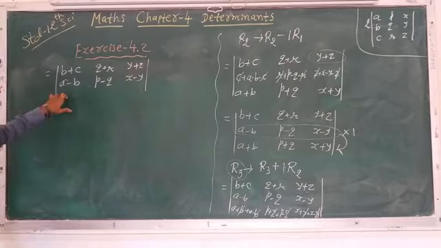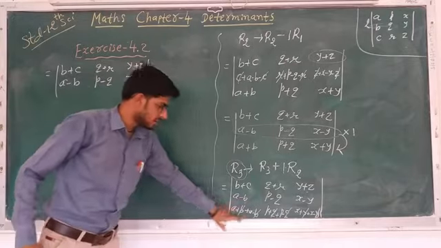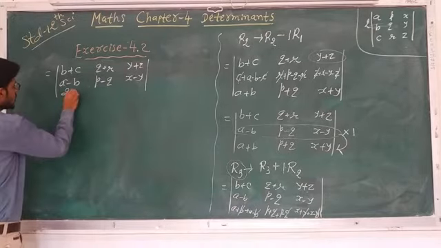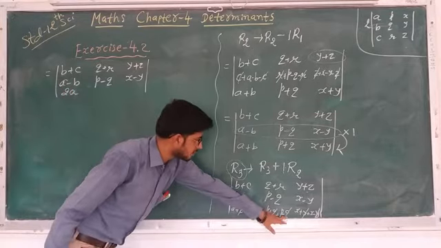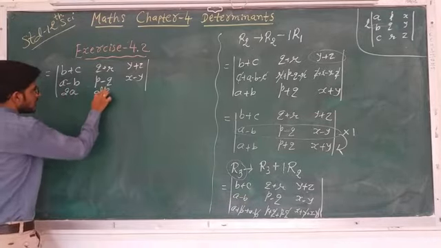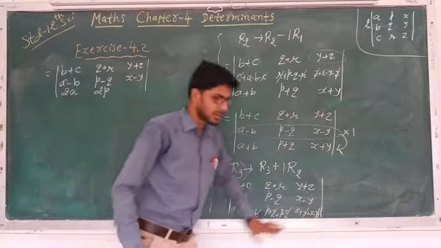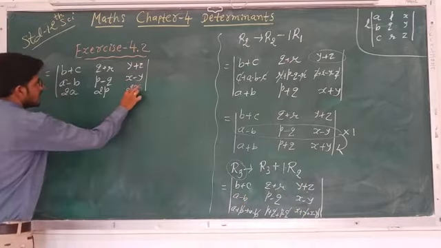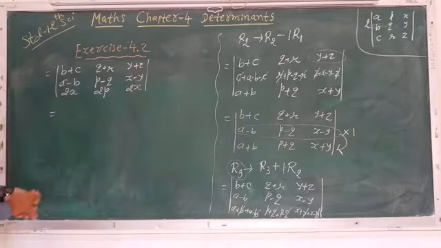What about the third row? So here a plus a, so 2 times a, 2a. Here p plus p, so 2 times p, 2p, and last x plus x, so 2x. Okay, what is the next step?